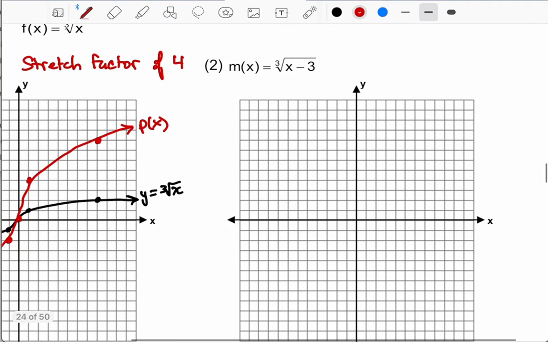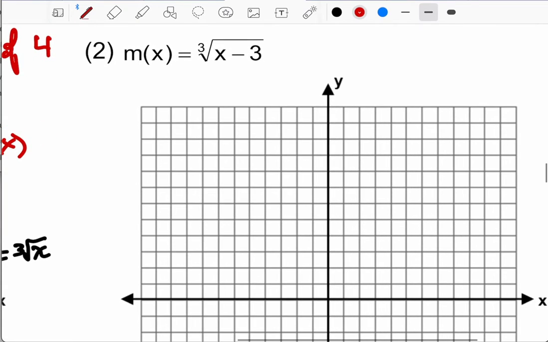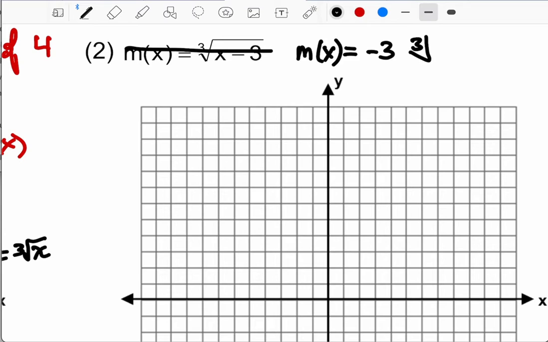To change up a little bit, let's give it, well, I'm just going to rewrite it. M of x is equal to, let's say, -3 times the cube root of x minus 1 plus 2.